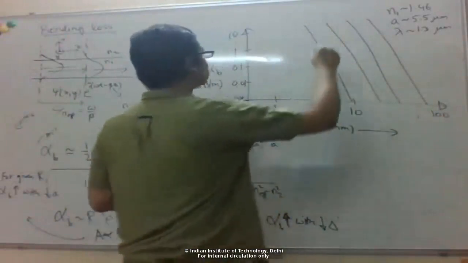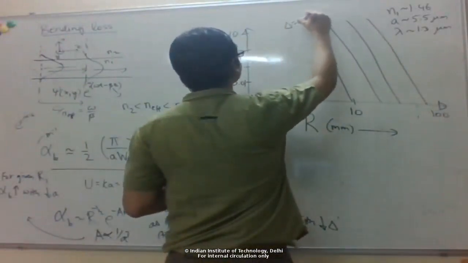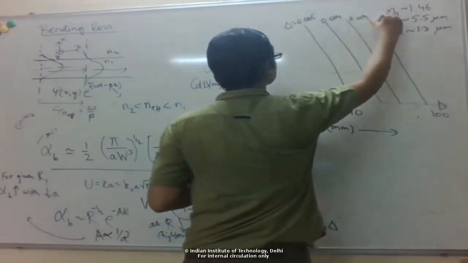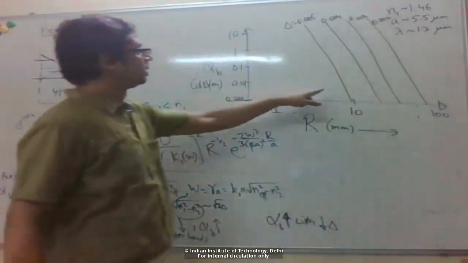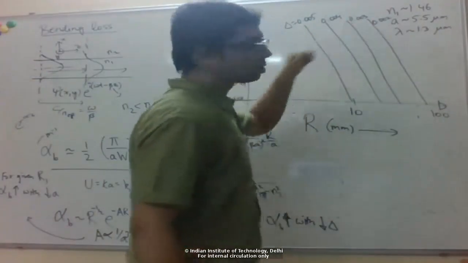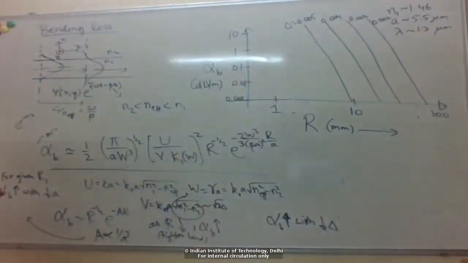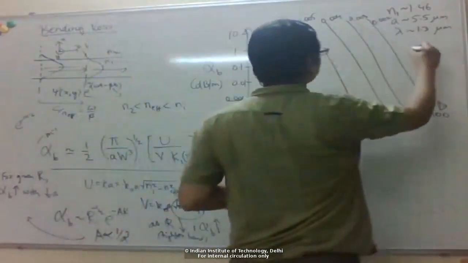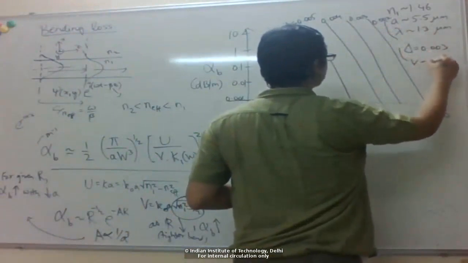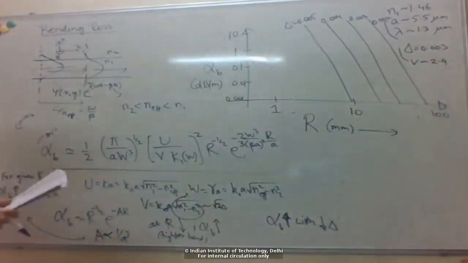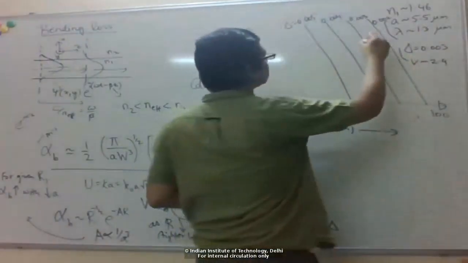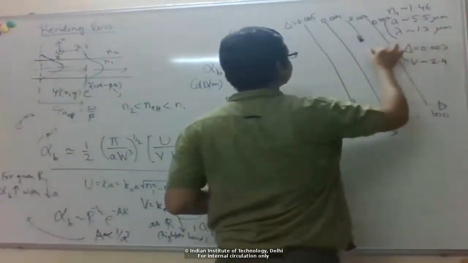So this is delta 0.005, 0.004. Okay, so for a particular bend radius, as delta goes down, the loss increases. To give you some idea here, for delta equal to 0.003 for these parameters, you have V about 2.4. So if you want to be single mode at this wavelength, your delta has to be 0.003 or lower, right? So you need to be in this region.